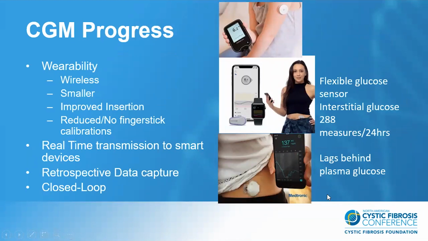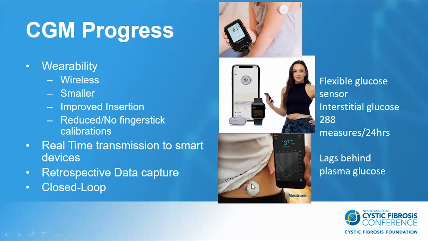Well, there's been tremendous improvement over the years, not least in wearability. The devices are now wireless, smaller, they've got improved insertion methods, and some of them require no fingerstick calibrations at all. They transmit in real time to smart devices, and there are web-based platforms that allow you to look at all the retrospective data and make adjustments. Many people will eventually be on closed loop pump systems where the pump and continuous glucose monitor talk to themselves and take the thinking out of diabetes.